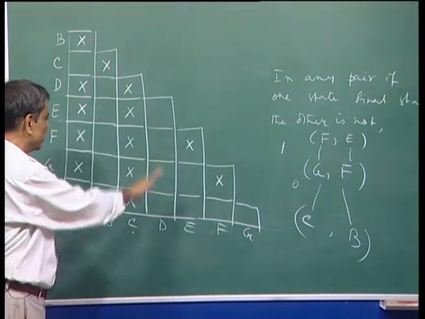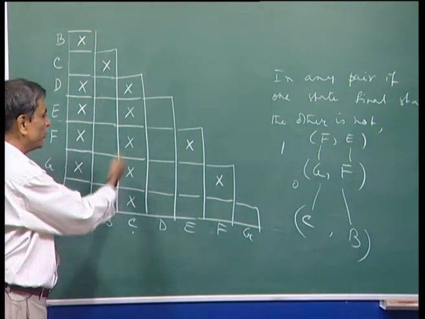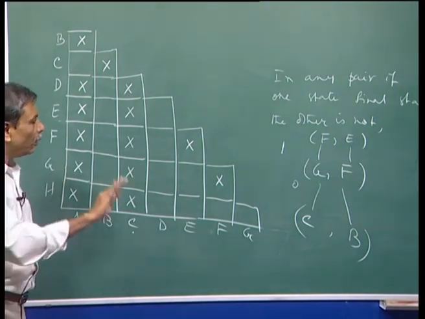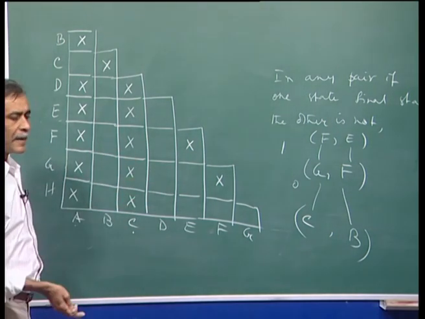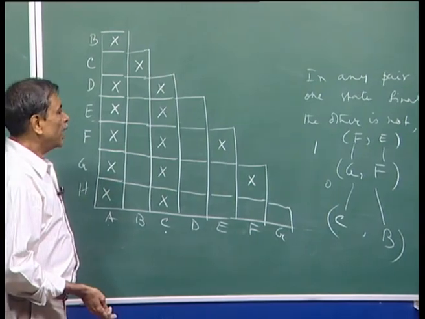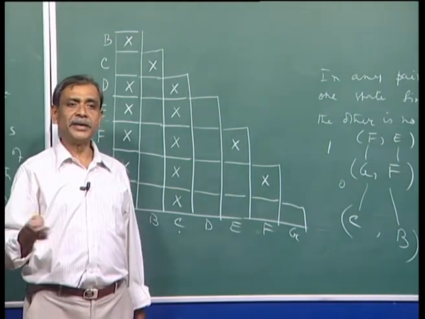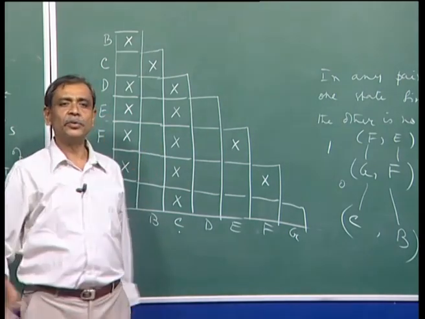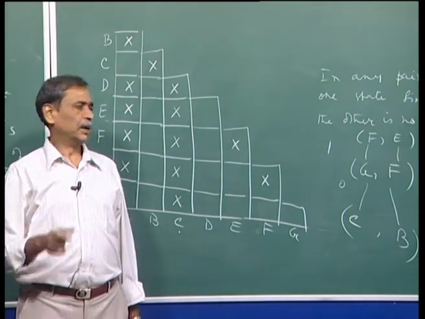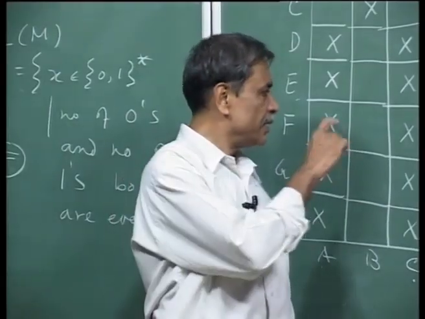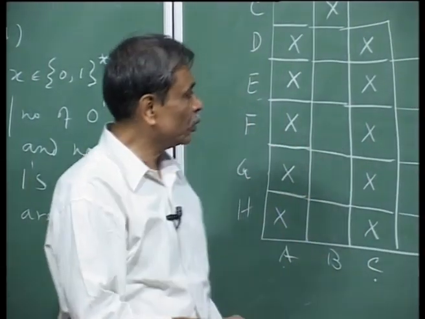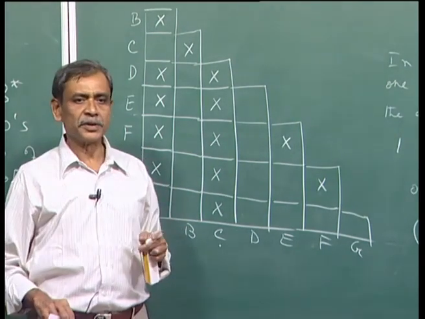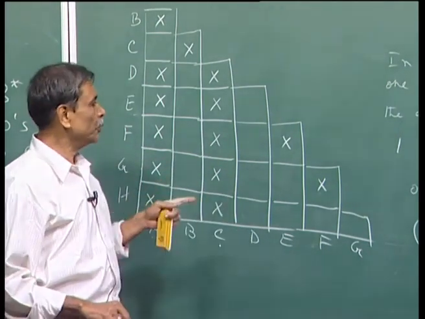I did not give all the crosses that would have come in the first iteration. Now, when we complete all the iterations and find an iteration in which we have not added any extra pair into our set of distinguishable pairs, that means in an iteration when I could not put one more cross, then the algorithm stops. At that time this table will look like this.